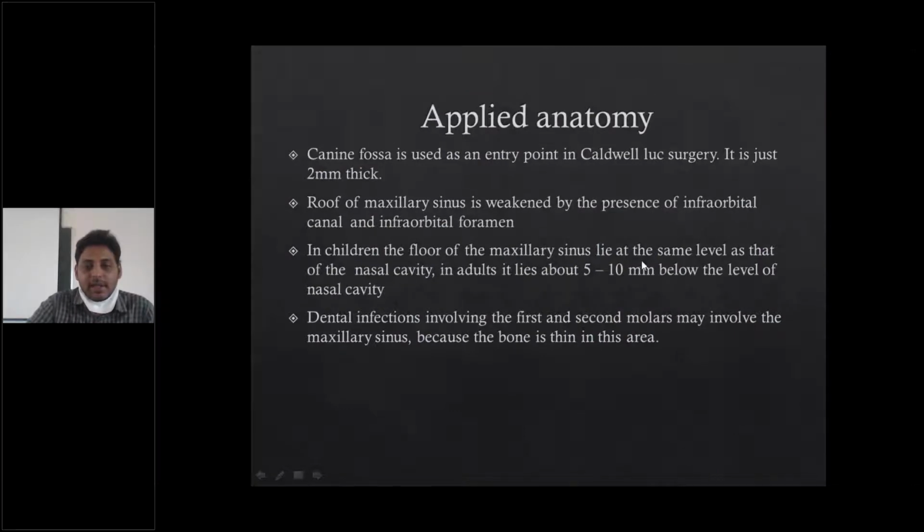In children, the floor of the maxillary sinus lies at the same level as the nasal cavity. In adults, it lies about 5 to 10 mm below the level of the nasal cavity. As we said before, in adults the floor of the maxillary sinus will be below the level of the nasal cavity. But in children, as we said, there are two spurts of growth at the age of 7 years and 18 years. At 7 years, the nasal cavity floor will be at the level of the maxillary sinus floor in children, but not in adults.